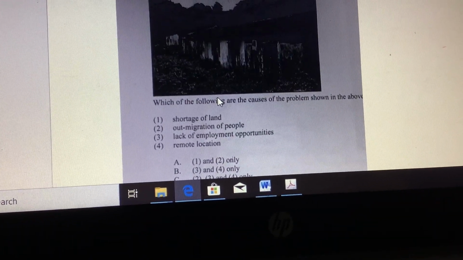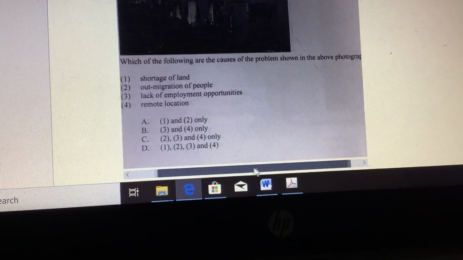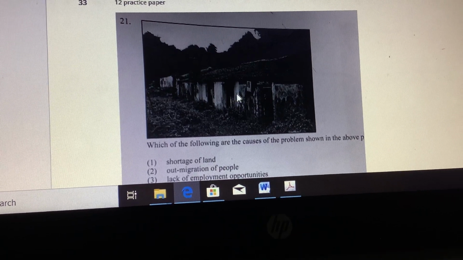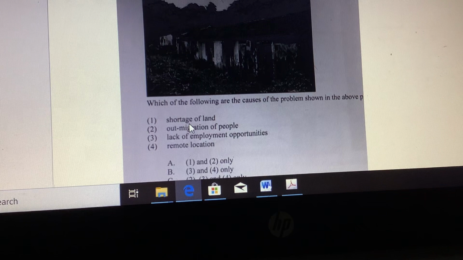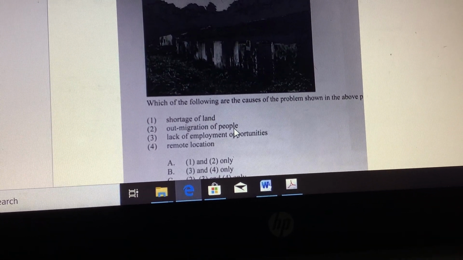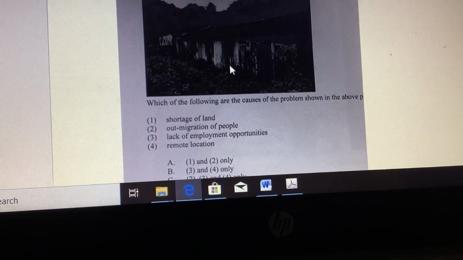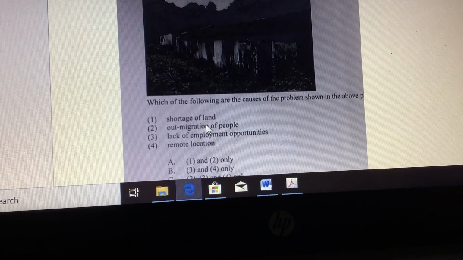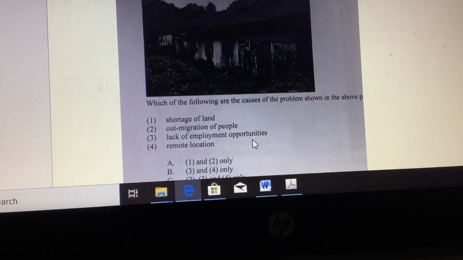Okay, next one. Which of the following are the causes of the problem shown in the above photograph? You can see this is rural depopulation. All the old people remain here, or all the young people are moving out already. So shortage of land is wrong. Out-migration of people is right, because the old people found that the rural area is hard to live in. They find it very hard to find a doctor, so they may migrate to the urban areas as well. Lack of employment and opportunities.